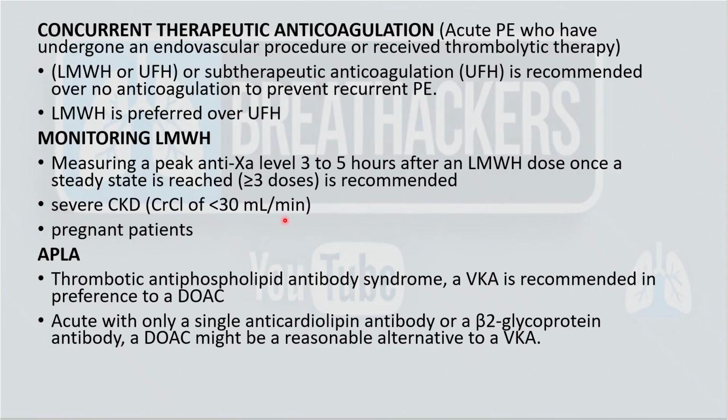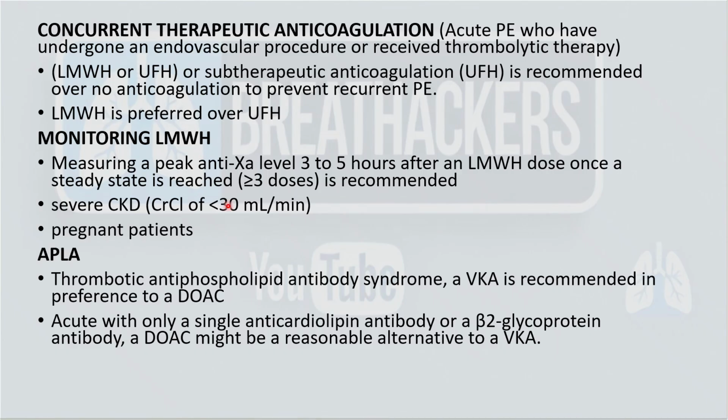Coming to concurrent therapeutic anticoagulation, for acute PE patients who have undergone an endovascular procedure or just received thrombolytic therapy, what they say is that in these conditions, Clexane or UFH or subtherapeutic anticoagulation with UFH is recommended over giving no anticoagulation, and of course LMWH is preferred over UFH. So overall, what we can say is they have given more preference to DOAC and LMWH, and they have tried to reserve a few conditions where you have to give warfarin and UFH.